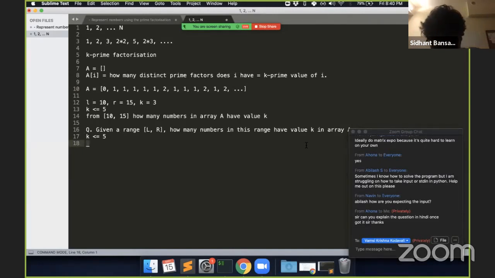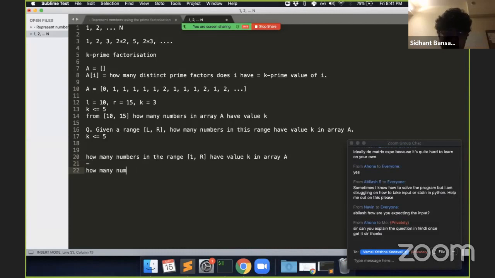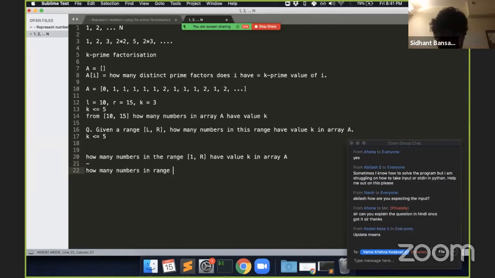Since you're not going to use segment trees, but you still have to calculate a range quantity, you can do prefix sums. Basically, how many numbers in the range 1 to R have value k in array A, minus how many numbers in the range 1 to L minus 1 have value k.